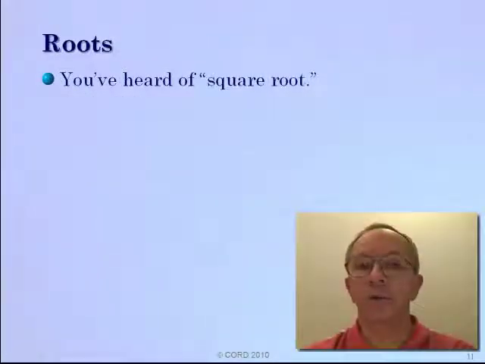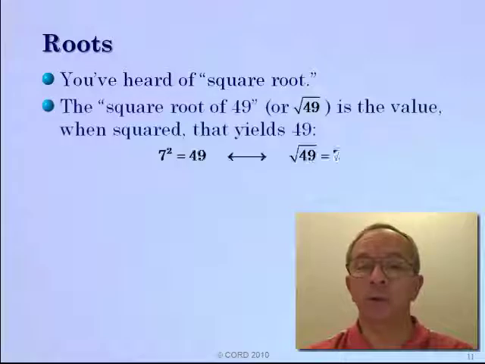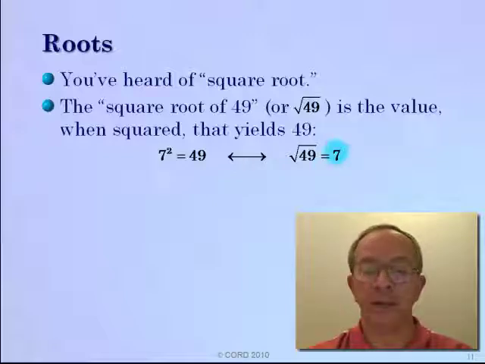All right, you've heard of square root, right? The square root of 49 is the value that when squared yields 49. And we found out that 7 would do that. 7 squared, sure enough, equals 49. So the square root of 49 equals 7.